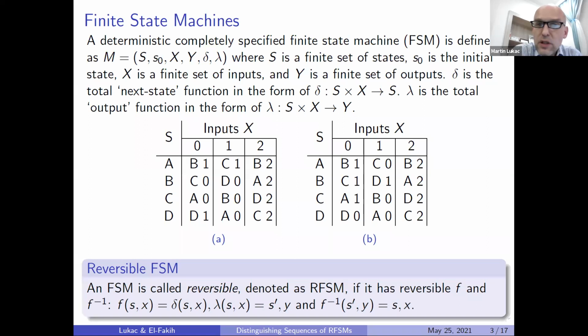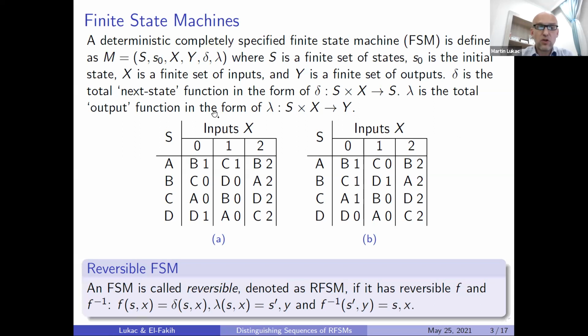Now, a finite state machine is essentially a sextuple defined by a set of states, an initial state, a set of inputs, a set of outputs, and two transition functions. Delta is a next state function of the form S times X to S, which means that for a state and an input, a new state is generated. And we have the output function that, for a given state and an input, generates a next output.